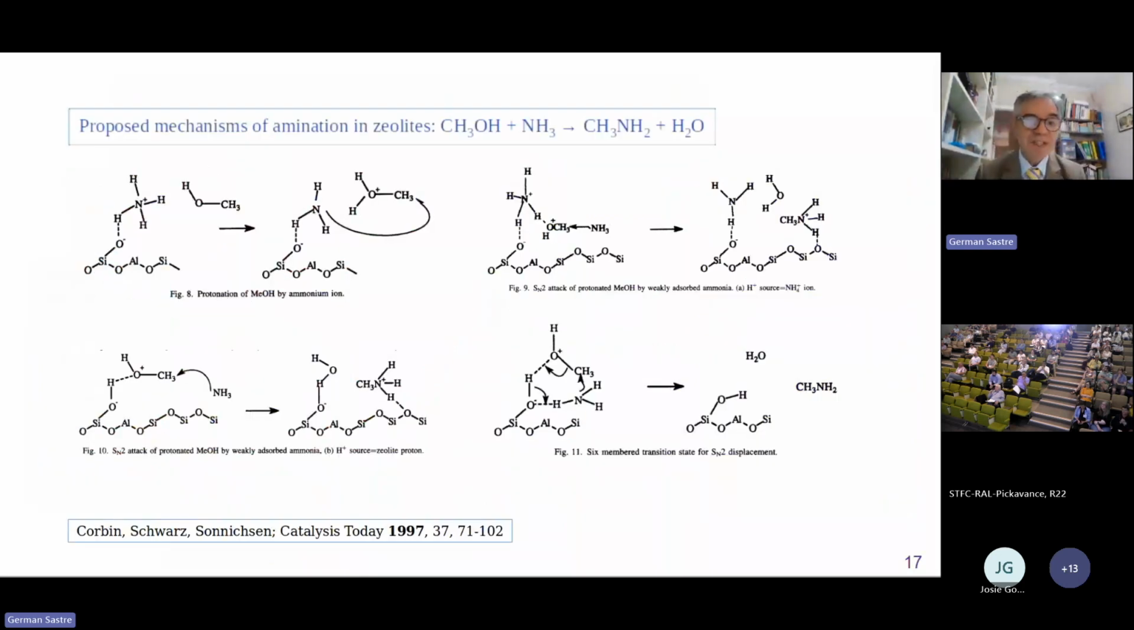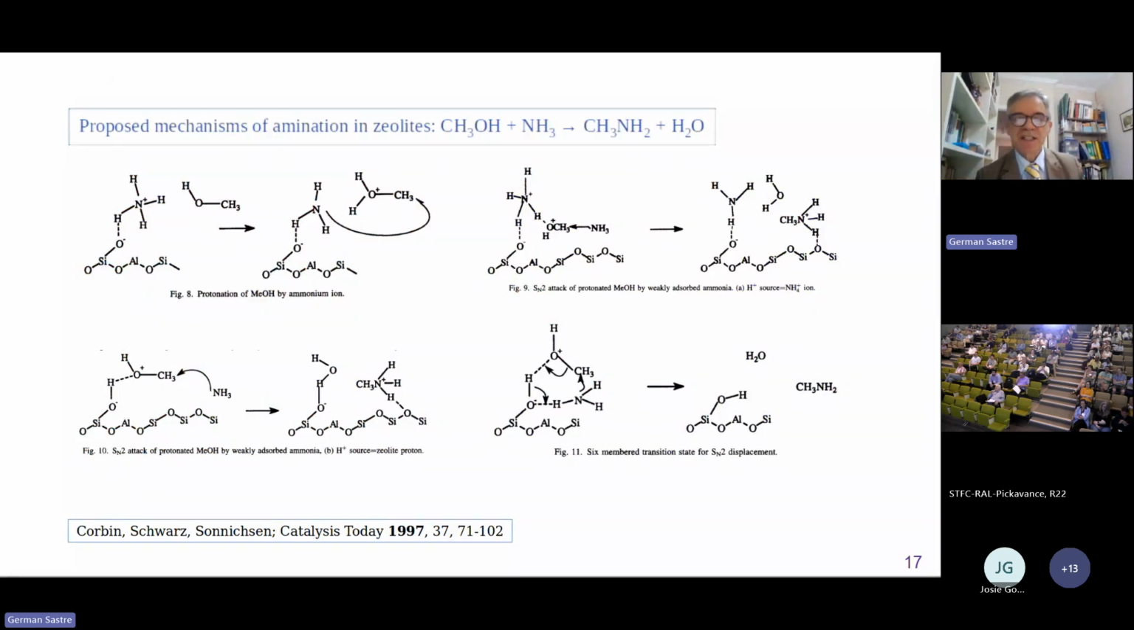Now, for the proposed mechanism for this amination in zeolites, you can see from the literature 4 possibilities. The two on the top refer to ammonia being absorbed in the Bronsted site and then becoming an ammonium cation. And then on the left, this ammonium cation transfers a proton to the methanol molecule, becoming protonated methanol. Protonated methanol loses one water molecule and makes a bond with the methyl group, and they absorb ammonia, making the product of the reaction.